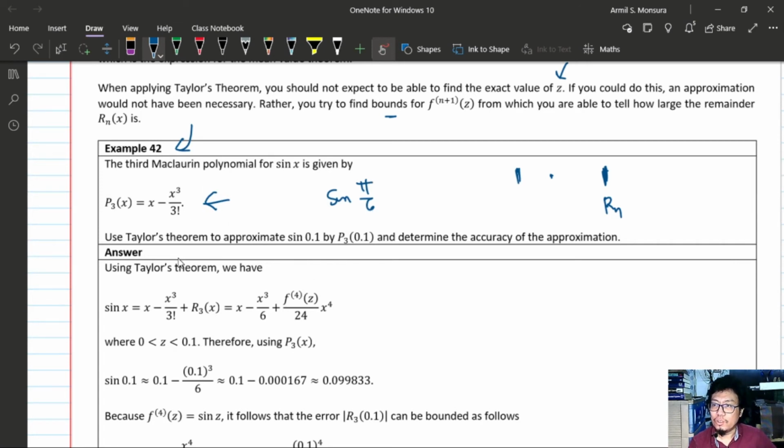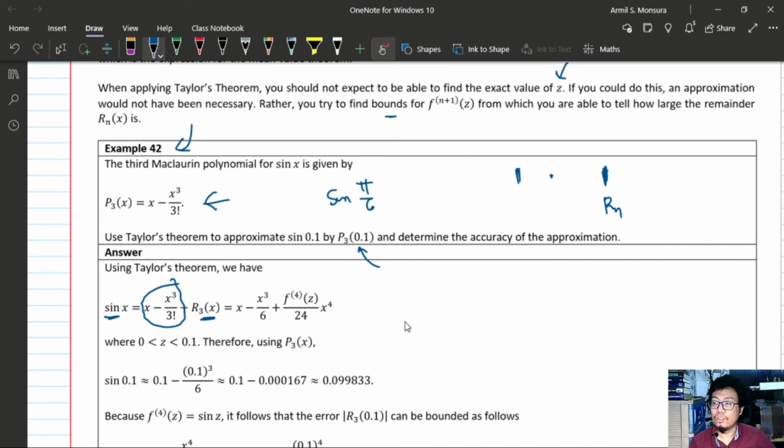Okay, now use Taylor's theorem to approximate sin 0.1 by the third order polynomial and determine the accuracy of the approximation. If you use Taylor's theorem, we would be able to specify that sin x is the Taylor polynomial plus the remainder. That's what Taylor's theorem states.